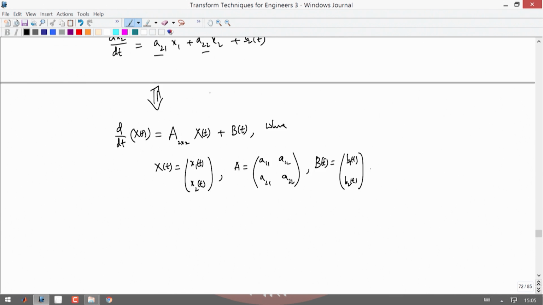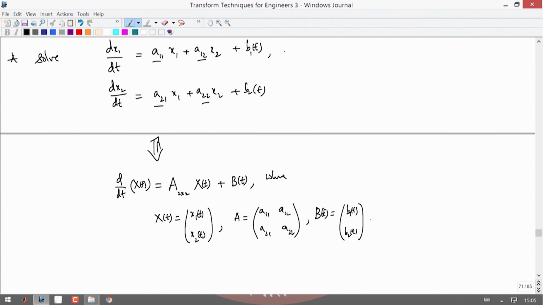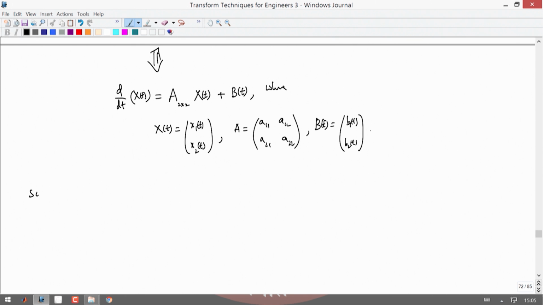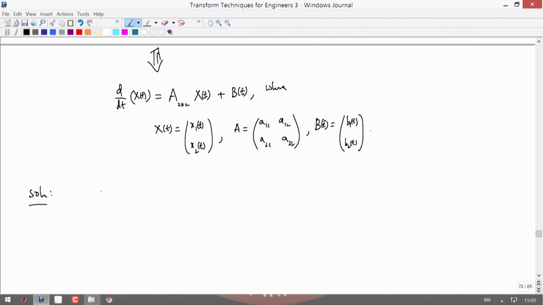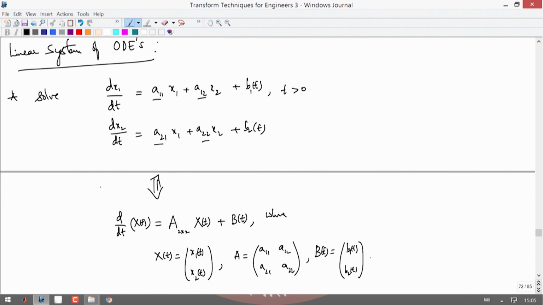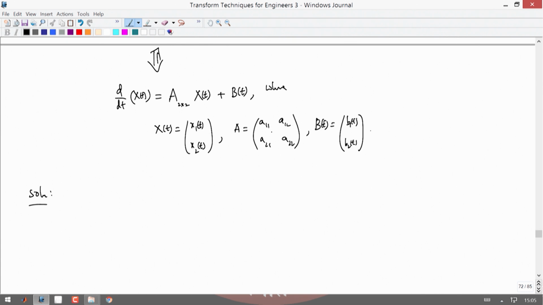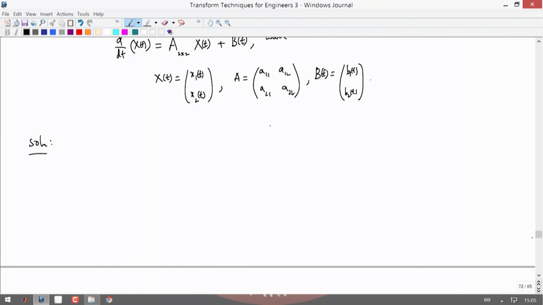So how do we solve this? Because t is positive, you can apply the Laplace transform. The solution procedure is the same for any n by n system, any order. If you consider n coupled ordinary differential equations for x1, x2, up to xn, the procedure is the same. Let me outline the procedure before we solve some problems.